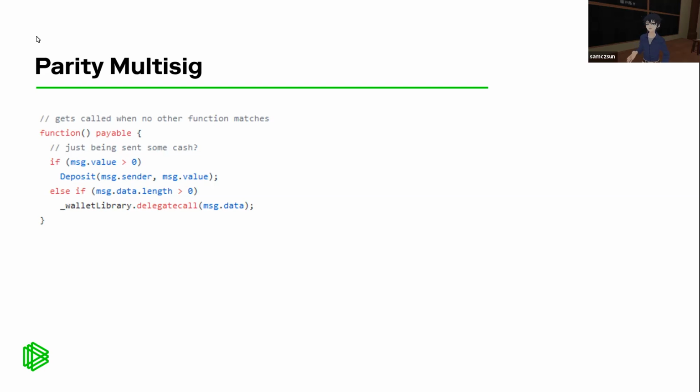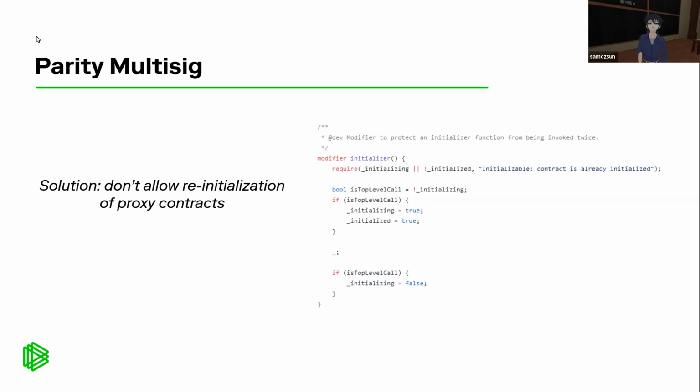Now, what the attacker did was very simple. They just called the proxy contract with the init wallet function. Because the init wallet function wasn't defined in the proxy, it was delegated to the implementation, which reinitialized the wallet and hijacked ownership. So the solution here is really simple. Simply don't allow reinitialization of proxy contracts.